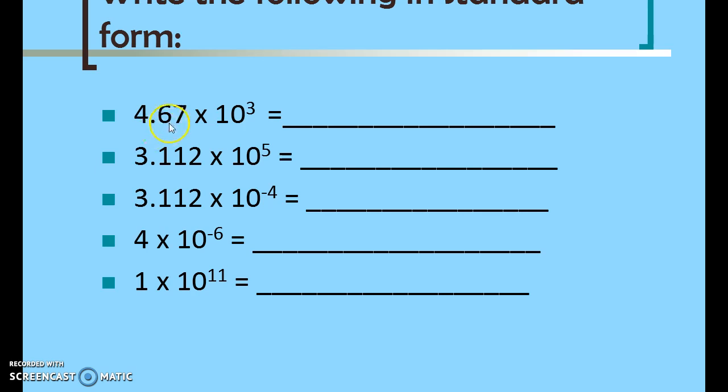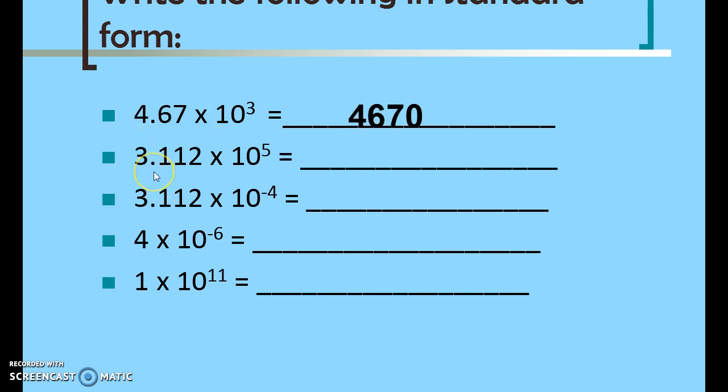I'm going to move that 1, 2, 3, and I fill in any zeros wherever that blank occurs. In this case, it is 1. So that's 4,670 would be the correct way to write that in standard form.